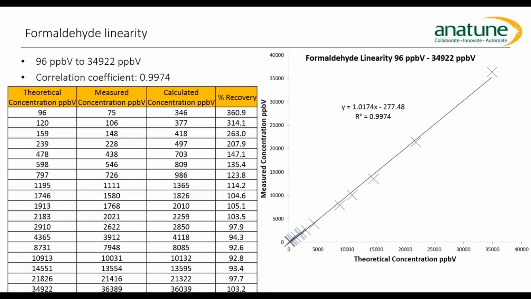You can see we've got theoretical concentration followed by the measured concentration, and then the third column, the calculated concentration, is actually using the straight line data plot and then using that straight line equation to back calculate concentrations to see if we actually get a decent recovery on the measured concentrations.